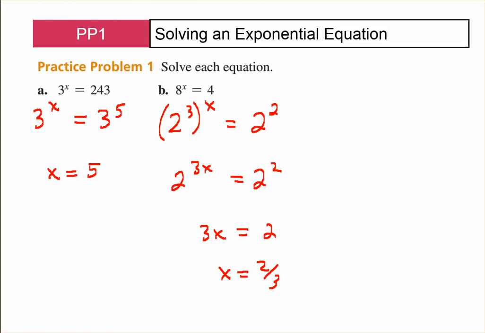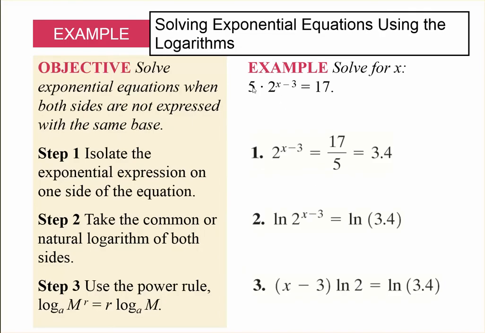All right, next one, what happens if you can't find the exact same base? That's what logs and exponential functions are all about, particularly logs though. So let me look at an example from the textbook here real quick. You got 5 times 2 to the x minus 3 is equal to 17.